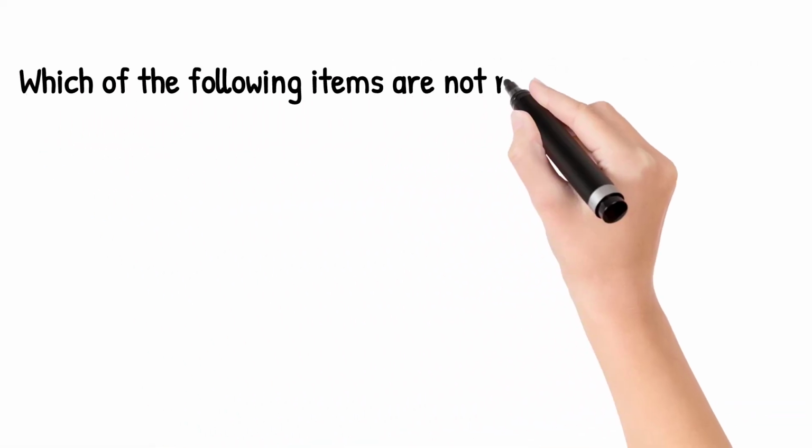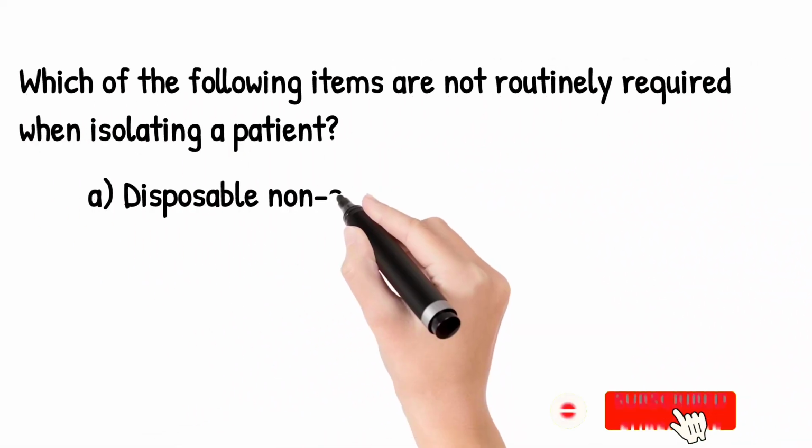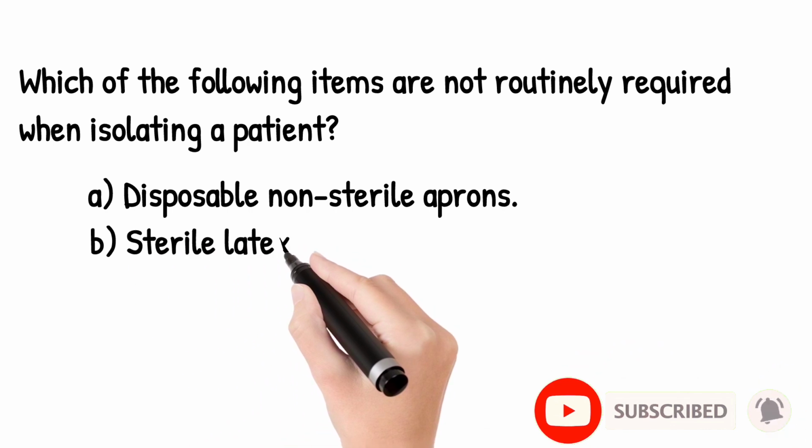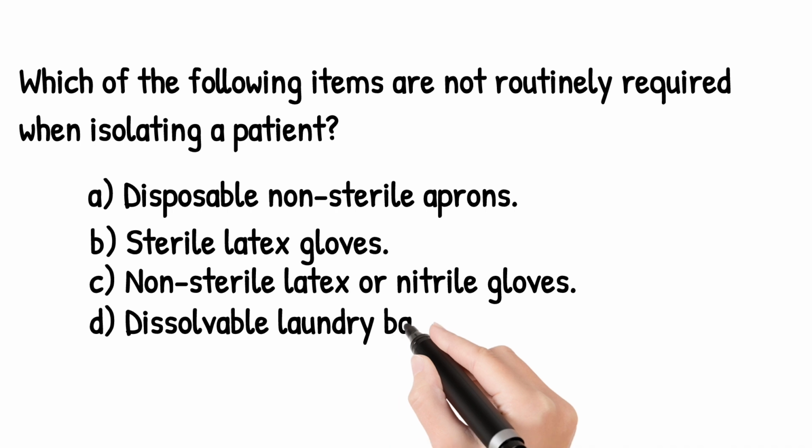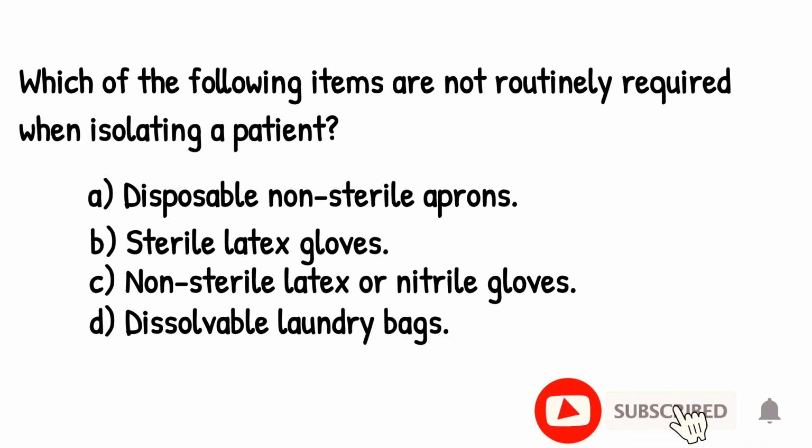Which of the following items are not routinely required when isolating a patient? The options are A. Disposable non-sterile aprons, B. Sterile latex gloves, C. Non-sterile latex or nitrile gloves, D. Dissolvable laundry bags.